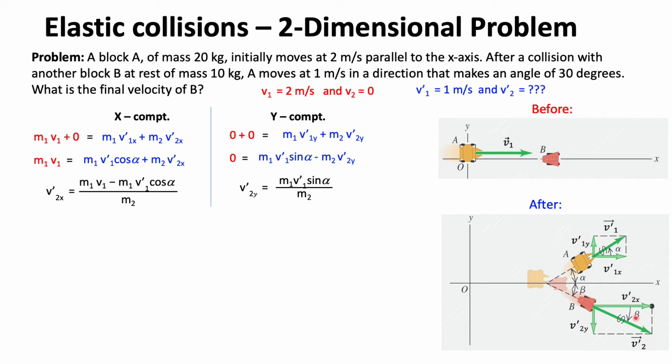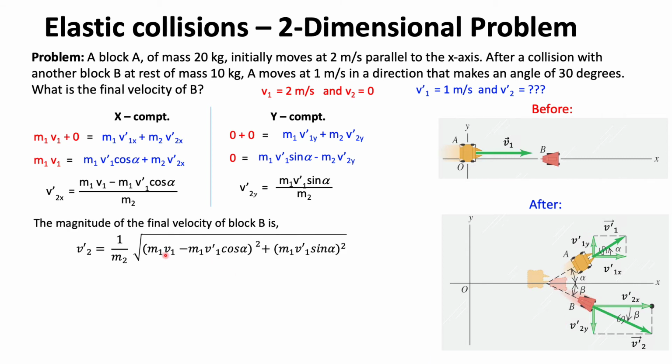So what's the final velocity v given by? It's given by the quadrature of the x component of velocity and the y component of velocity. That is, square root of v2x prime square plus v2y prime square. Alright, so plugging in the values of v1 as 2 and v1 prime as 1 and alpha as 30 degrees, we get v2 prime as 2.83 meters per second.